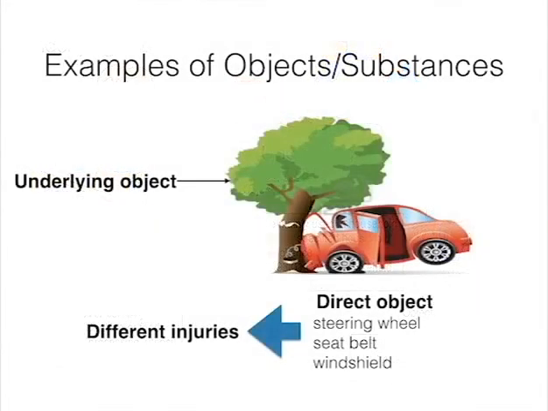In some situations, several objects can produce injuries. In the case of a car crash, there may be an underlying object, for example, the tree that the car hit, and several direct objects such as the steering wheel, seat belt, and the windshield. Each of the direct objects may cause different injuries. Code for the underlying object is C3 13.01.03 and the code for the direct object would be different for each specific object that caused the injury.